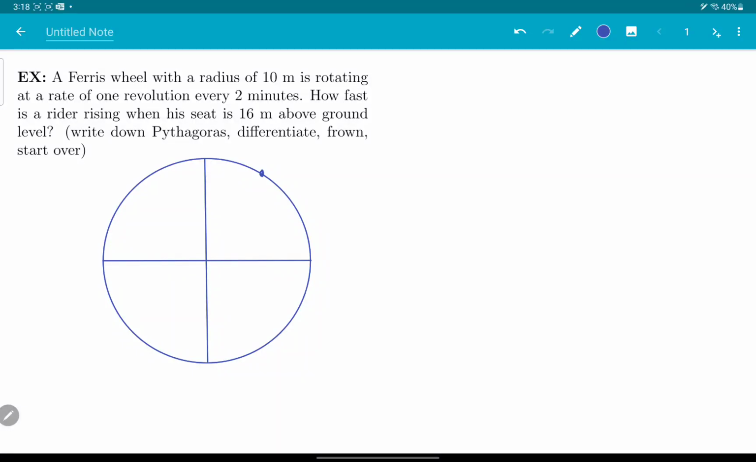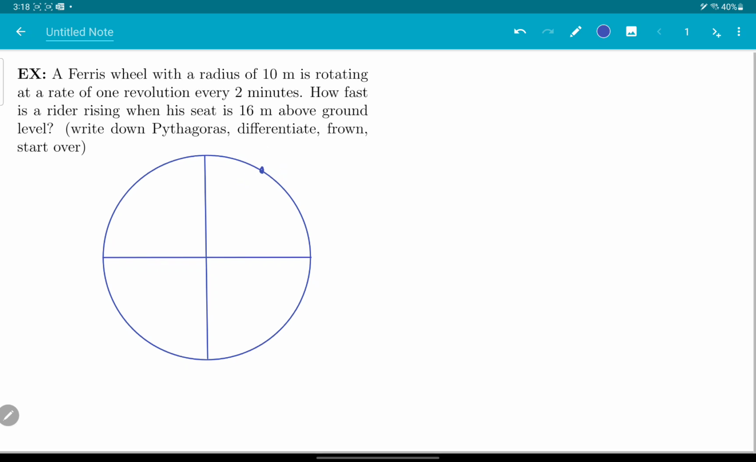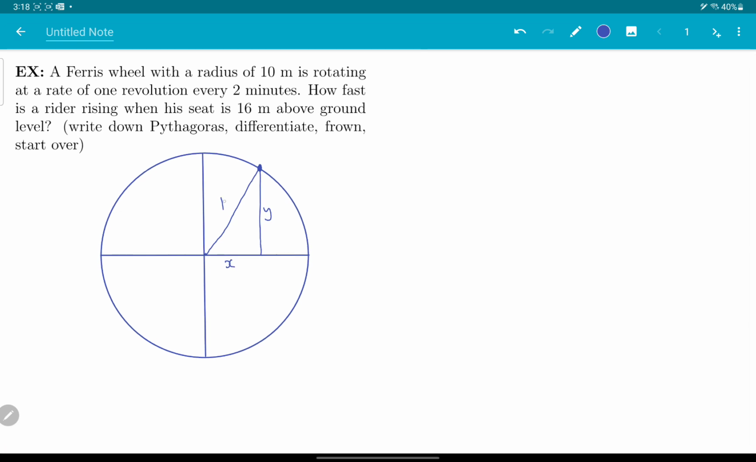Okay, you know what to do. Pause and copy, pause and copy. So our rider is sitting right there. Here's the support arm on my Ferris wheel, and I see a triangle immediately. Okay, side lengths, let's call this a y, let's call this an x. And this is my 10, and this is also a 10.